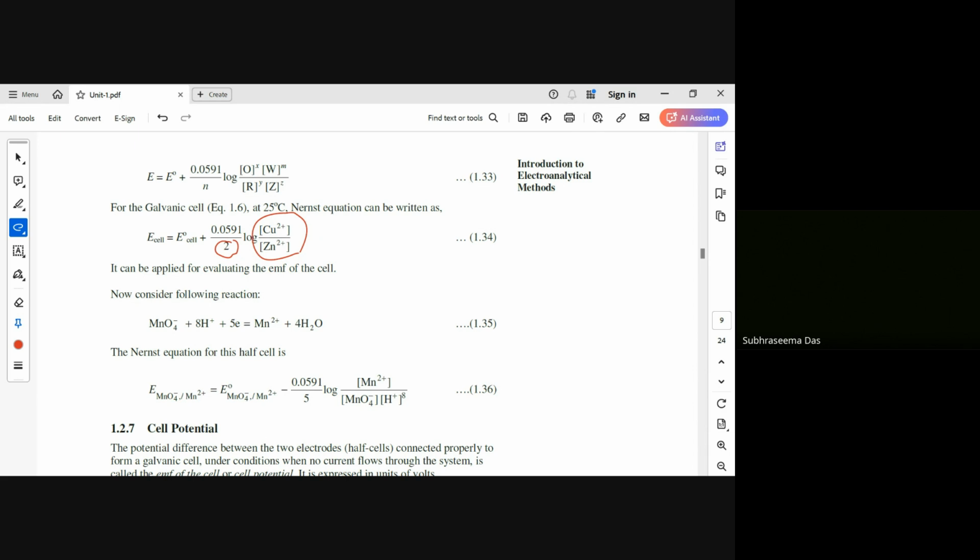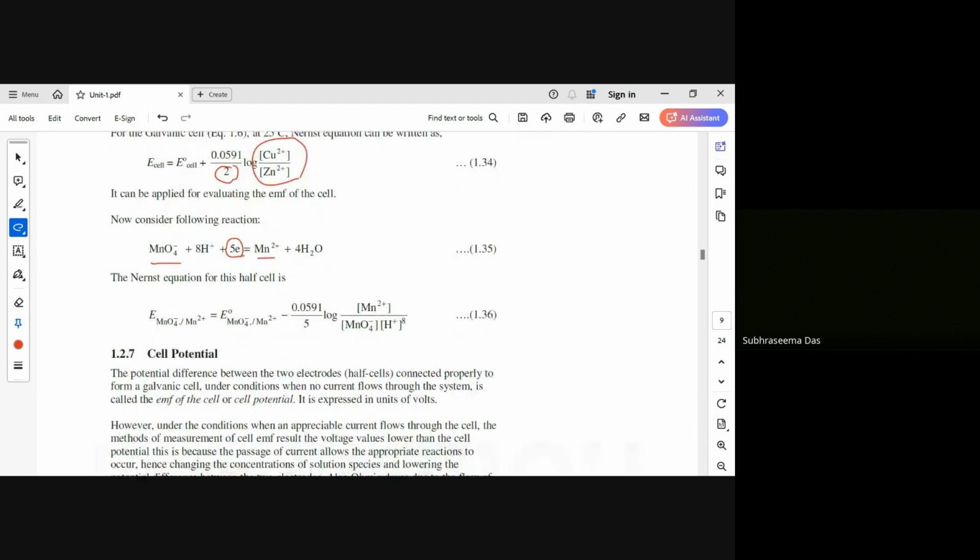Now similarly, considering another example for the conversion of MnO4 minus to Mn2 plus. In this reaction, 5 electrons are employed, which is given here. So the Nernst equation for this half cell will be given as E0 minus 0.0591 by 5, because here 5 electrons are involved in this reaction.